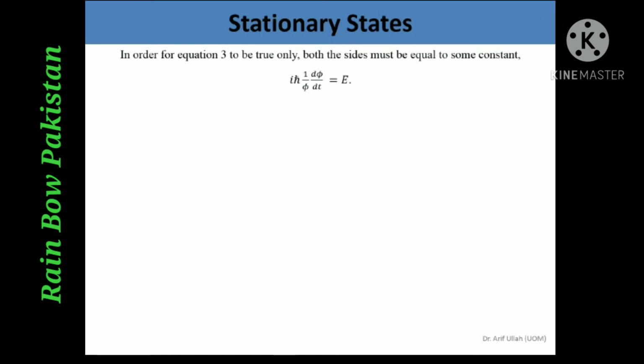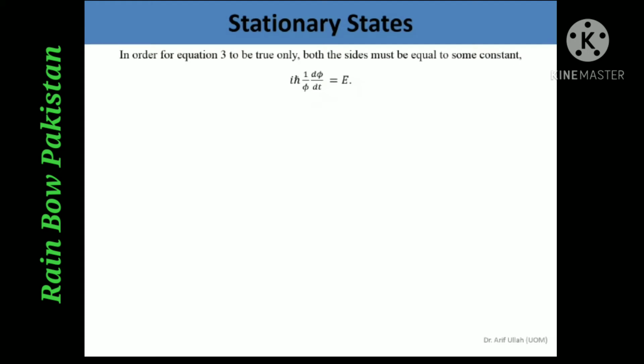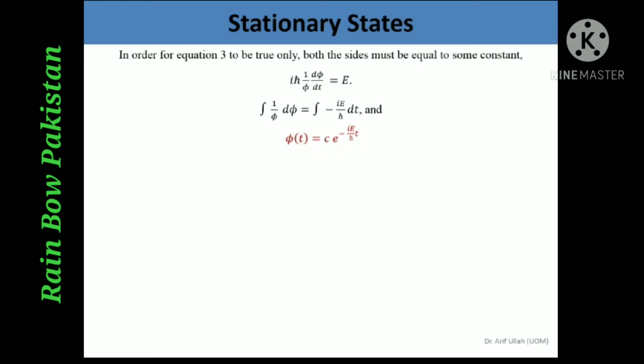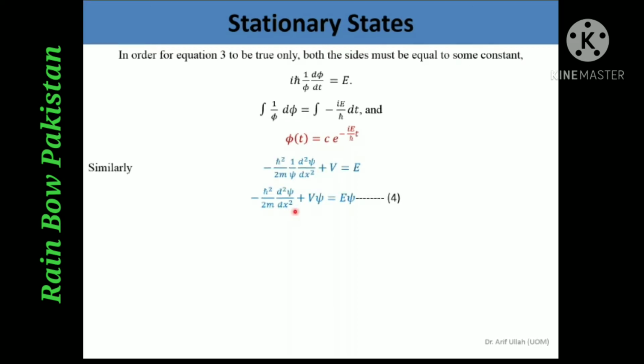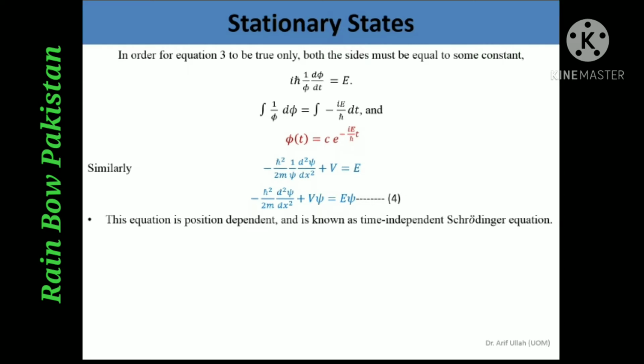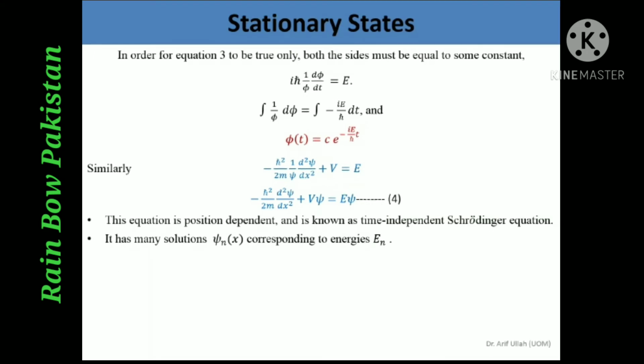So for the left hand side, we can write iħ (1/φ) dφ/dt = E. If we bring iħ and dt to this side, we can solve it for φ by integration. So φ of t becomes e^(-iEt/ħ). Similarly, for the right hand side, we can write -ħ²/2m d²ψ/dx² + Vψ = Eψ. This equation, which depends only on x, is known as the time independent Schrodinger equation.